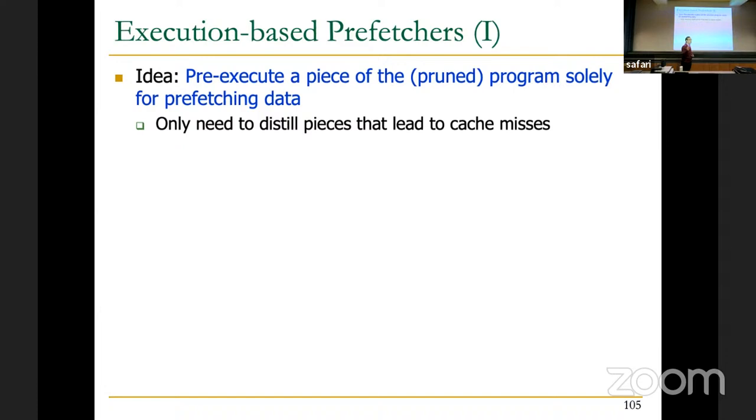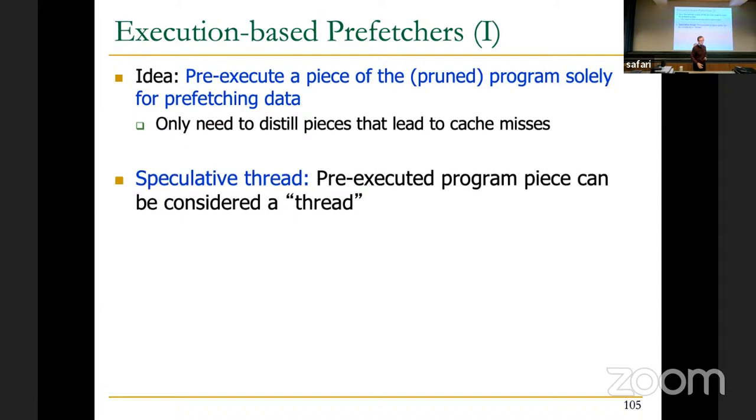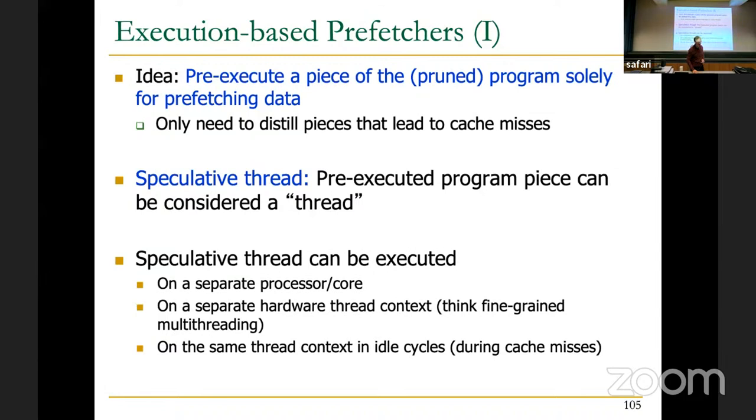So for this, normally you construct a speculative thread. This is the pre-executed program piece. It can be considered a thread. Sometimes it's a real thread that's actually launched by the programmer. A speculative thread can be executed on a separate processor or core, on a separate hardware thread context, like fine-grained multithreading, or on the same thread context in idle cycles, like run-ahead execution does. Or you can actually schedule the thread inside. So there could be multithreading that you can do within the same context also.